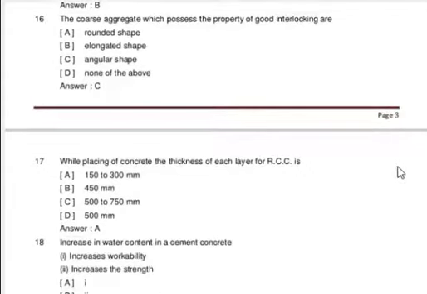While placing a concrete, the thickness of each layer of RCC is: 150 to 300 mm, 450 mm, 500 to 750 mm, 500 mm. Answer is A, 150 to 300 mm.